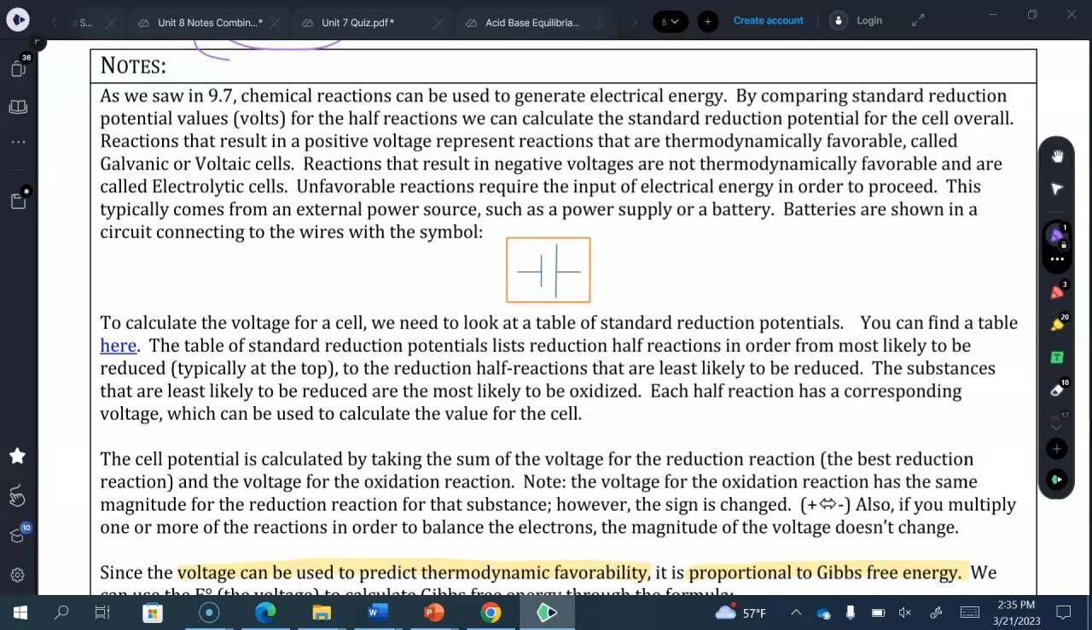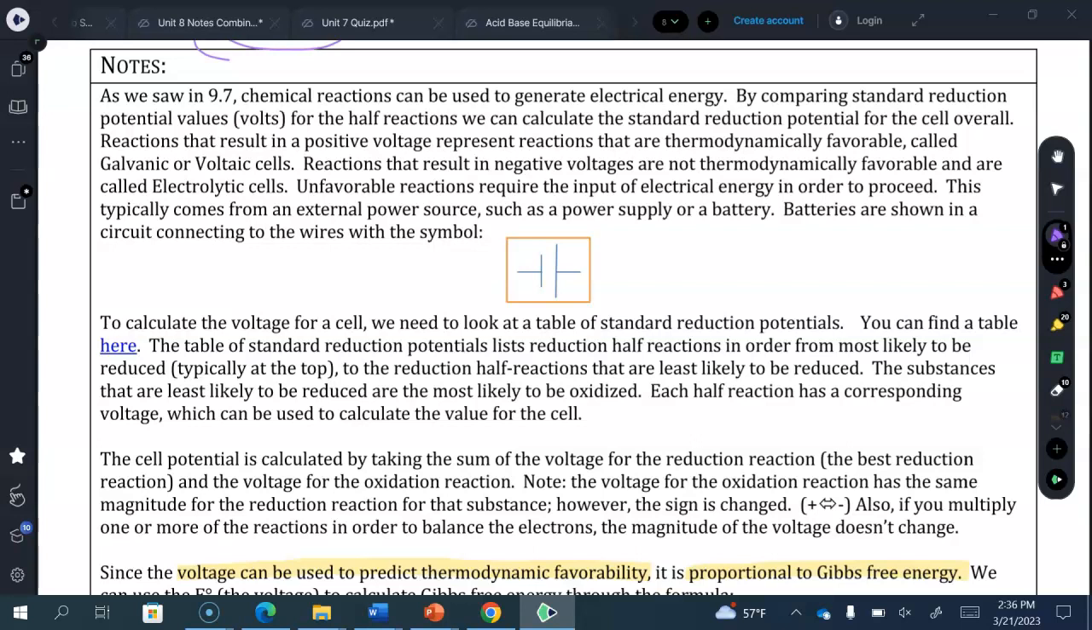Unfavorable reactions require the input of electrical energy in order to proceed. This typically comes from an external power source, such as a power supply or a battery. Batteries are shown in a circuit connecting it to the wires with the symbol shown here. So if you take physics, that might come up and you actually might use it for real.